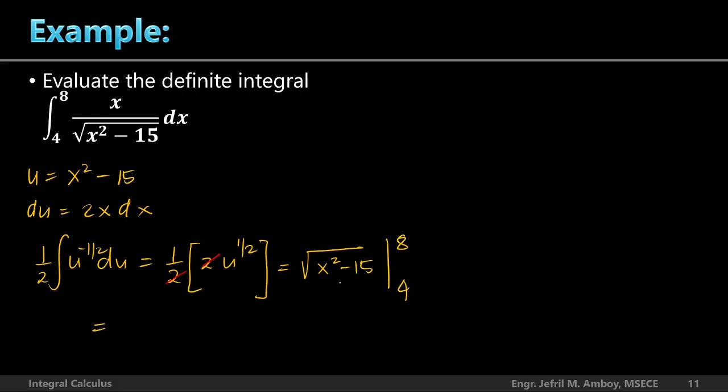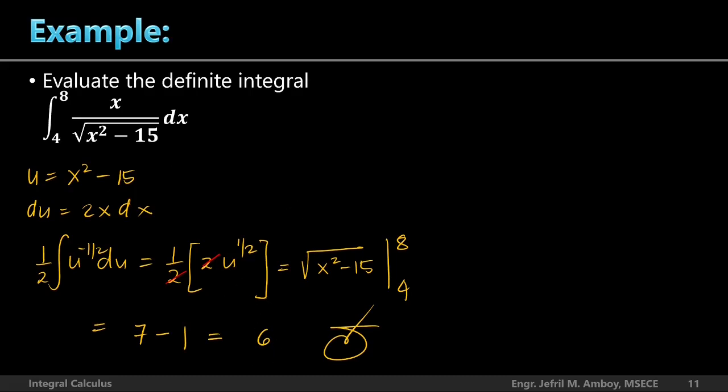Now, to evaluate this, upper limit minus lower limit, ito papalitan ko ng 8. 8 squared, 8 times 8, 64. 64 minus 15, 49. Square root of 49 is 7. Minus 4 naman. 4 squared, 16 minus 15, 1. Square root of 1, 1. Okay, so 7 minus 1, that's 6. That's it. Tapos na yung laban. Meron na tayong final answer. Ang integral na ito, pag in-evaluate natin, ang sagot ay 6.